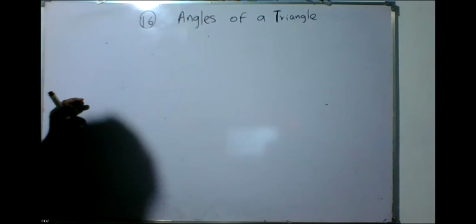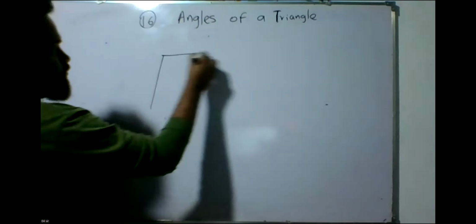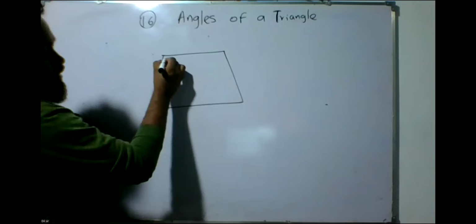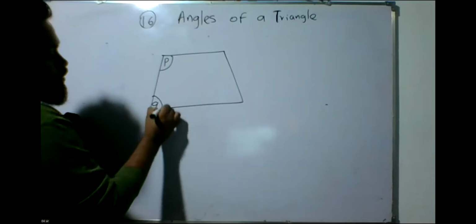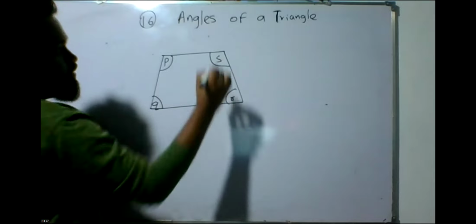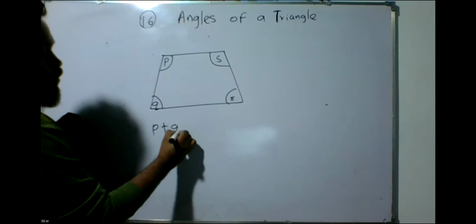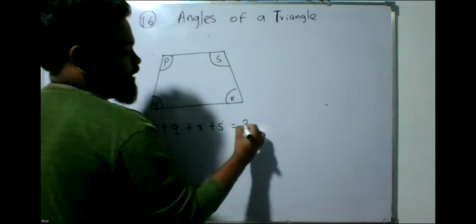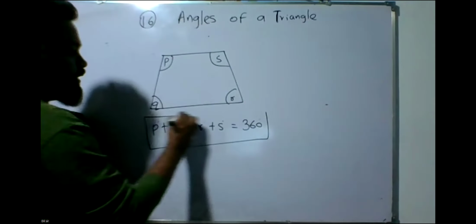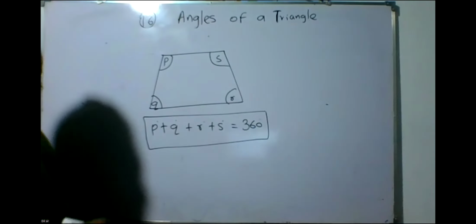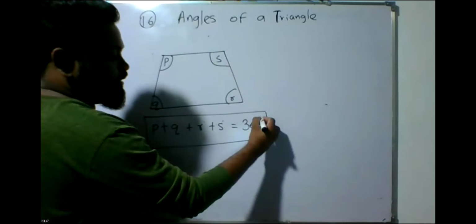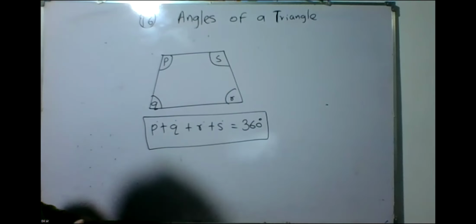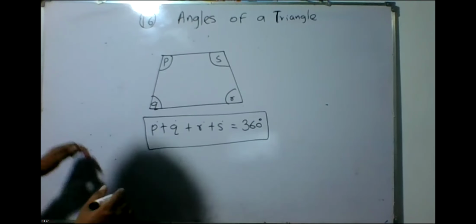So the quadrilateral, a polygon with four sides, and then there are four interior angles, P, Q, R, S. P plus Q plus R plus S equals 360. This one also is very familiar. Son, the four interior angles of a quadrilateral add up to 360. Triangle 180. Quadrilateral, the sum of the interior angles of a quadrilateral is 360 degrees, right?